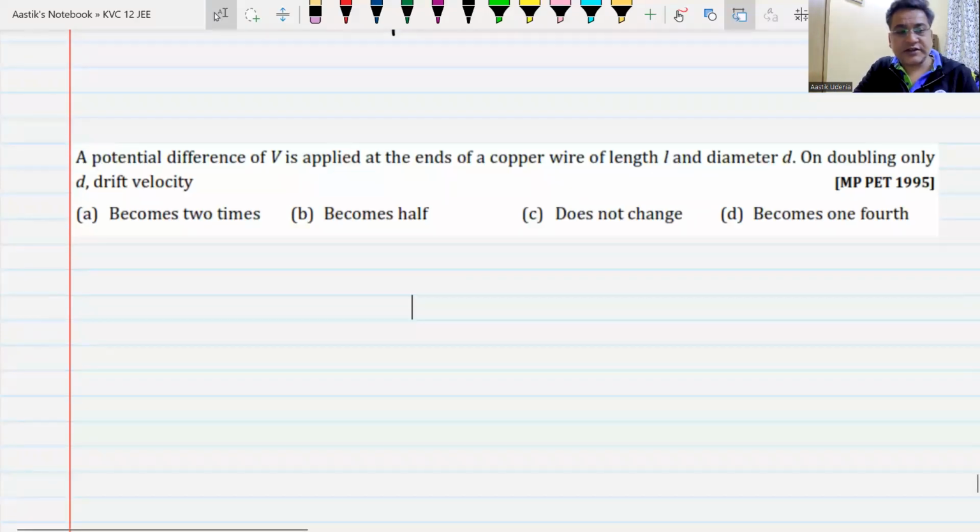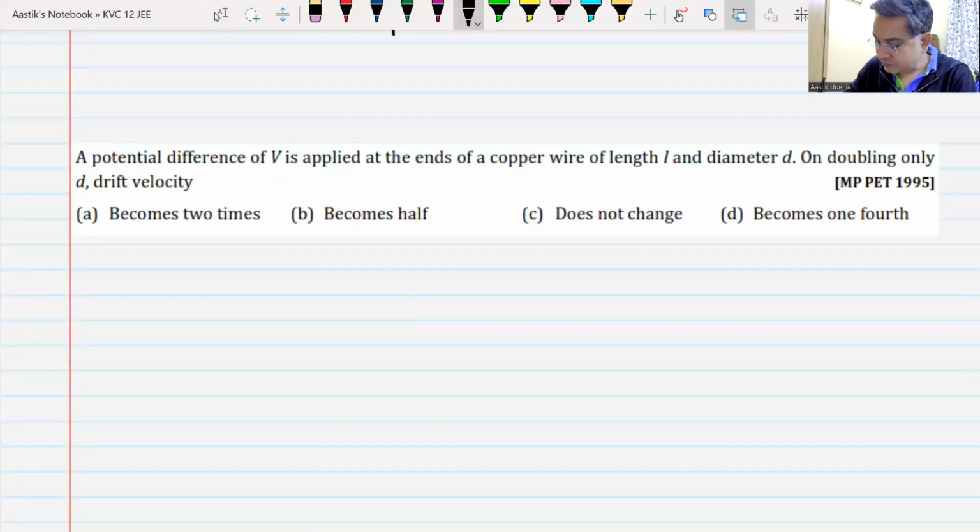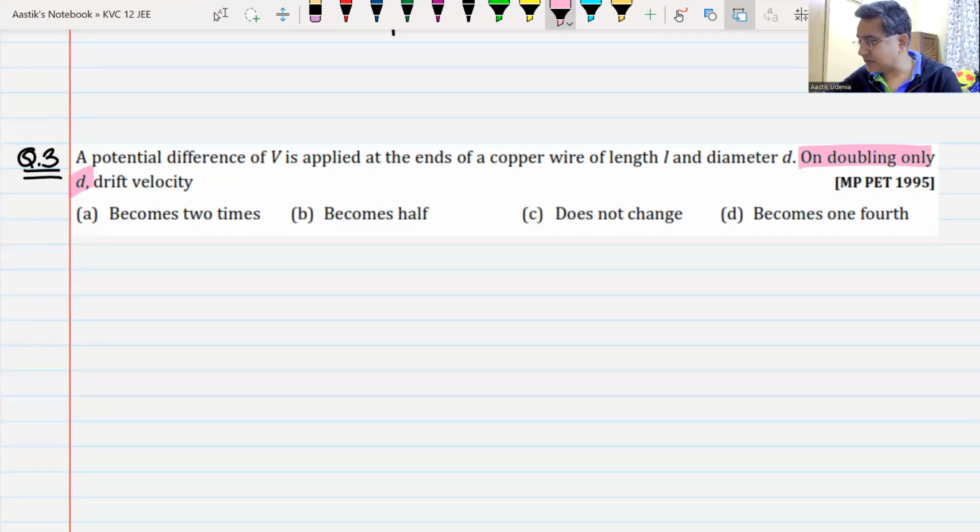So this is the third question that comes for you. Question number 3. A potential difference V is applied at the ends of a copper wire of length L and diameter D. On doubling up the diameter only, what happens to the drift velocity? I'll give you 2 minutes to do it.